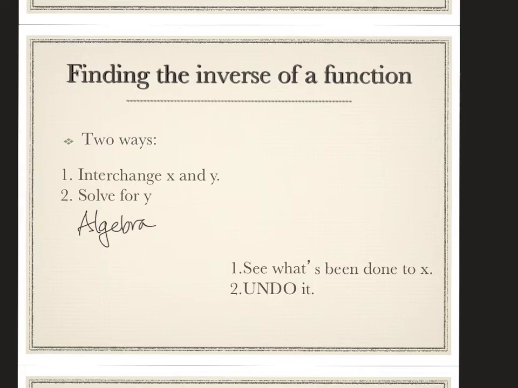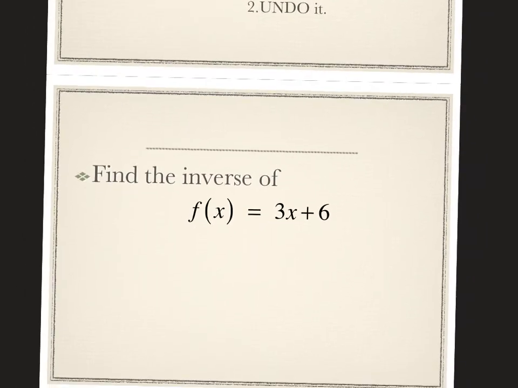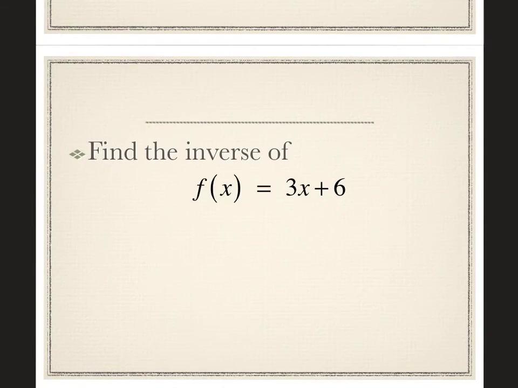Again, I have 2 examples for you, and I'm going to do them both ways. If I'm trying to find the inverse of f of x equals 3x plus 6, the first way is to do this algebraically. So I'm going to change the x and the y. Originally it looked like this. That's the original. Then I'm going to switch the x and the y, and then I'm going to solve for y.